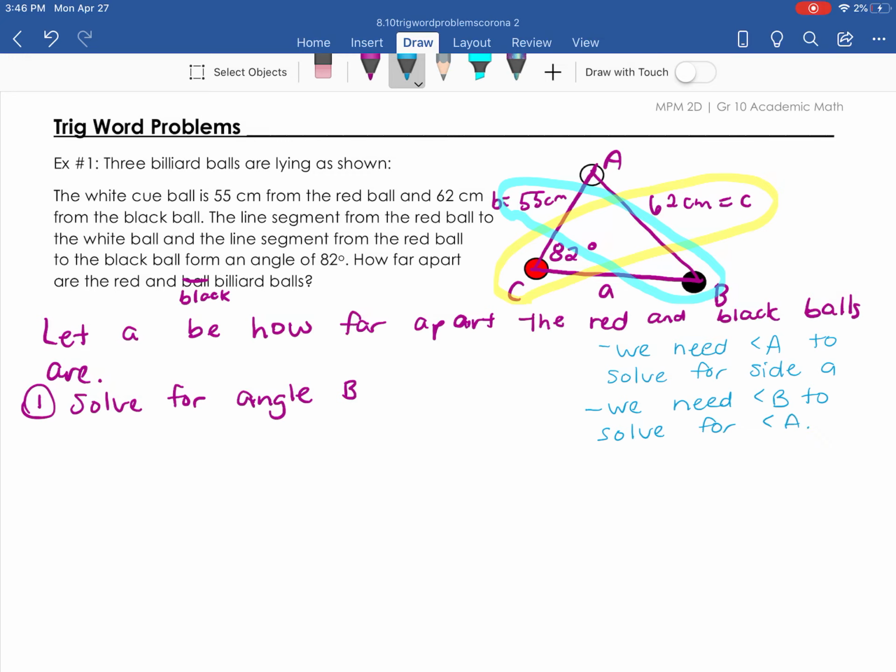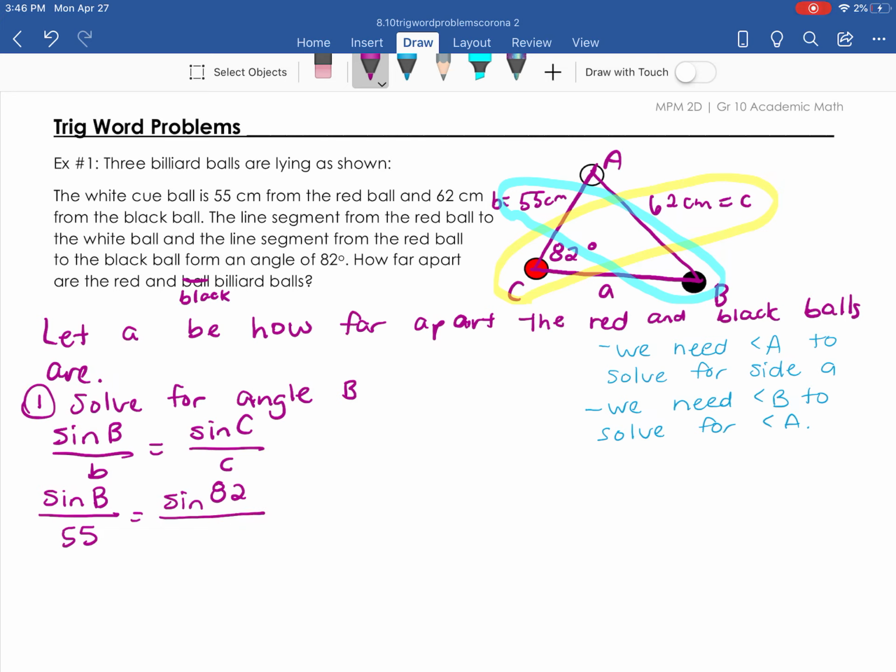Okay. So we're going to solve for angle B first. I'm going to use the angle form, so I'm going to put sine B on the top, and then sine C and C. I'm not going to write down A because we don't know anything about it, so we can't use that yet at all. So sine of angle B, which we don't know, over 55 equals the sine of 82 over 62.